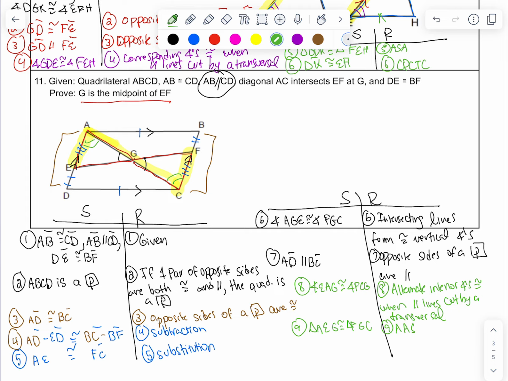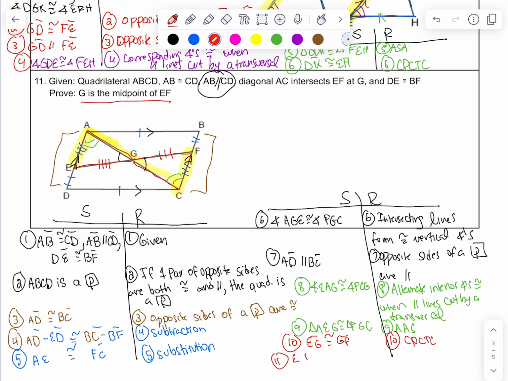And now that we know the triangles are congruent, we could say CPCTC, EG and GF, because they're corresponding sides. And this is the plan that we talked about at the beginning. And now we know that G is the midpoint of EF.